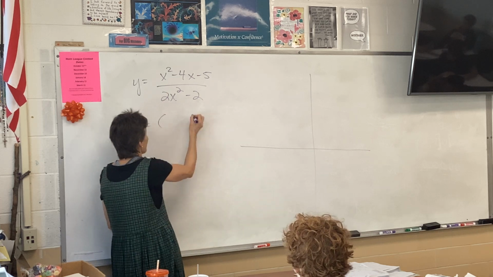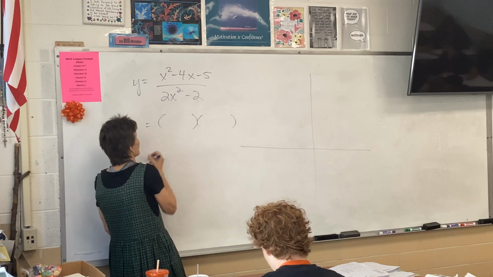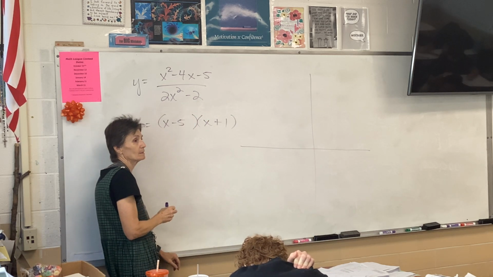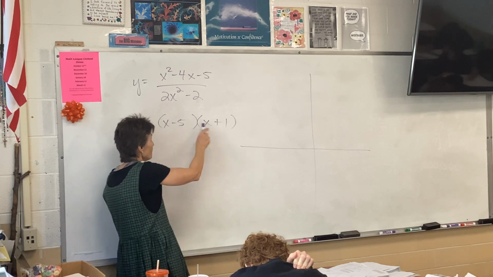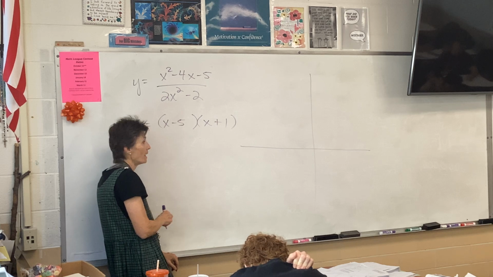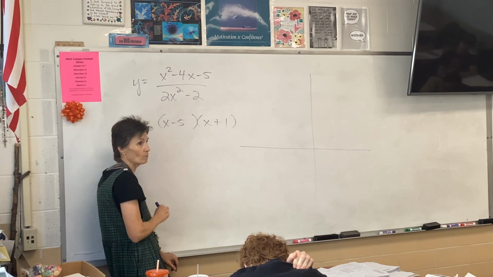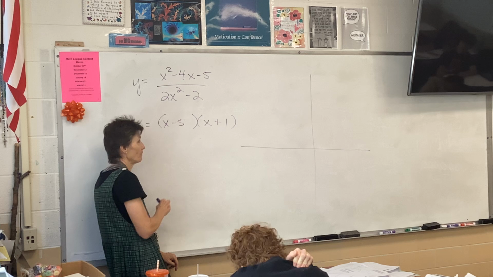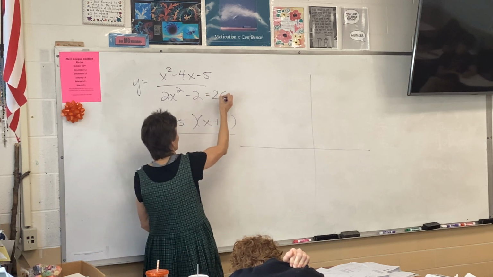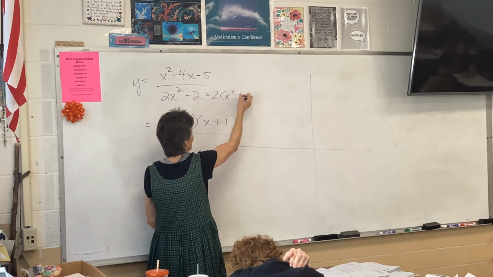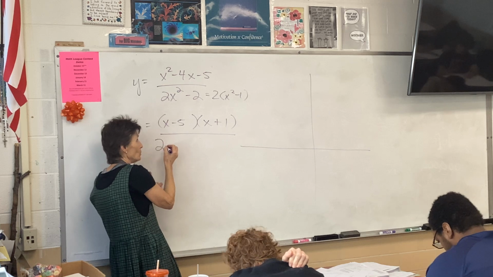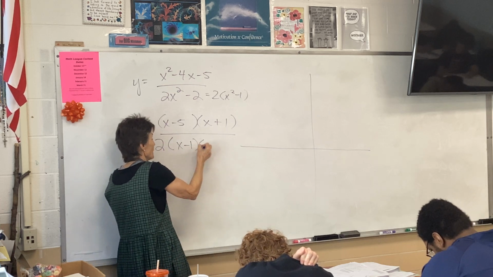How does the top factor? Minus 5 plus 1, I heard someone say. Because negative 5 times positive 1 is negative 5. And negative 5 plus 1 is negative 4. Perfect. How about the bottom? Take a 2 out, and that'll be x squared minus 1. X plus 1. Keep the 2. X minus 1, x plus 1.